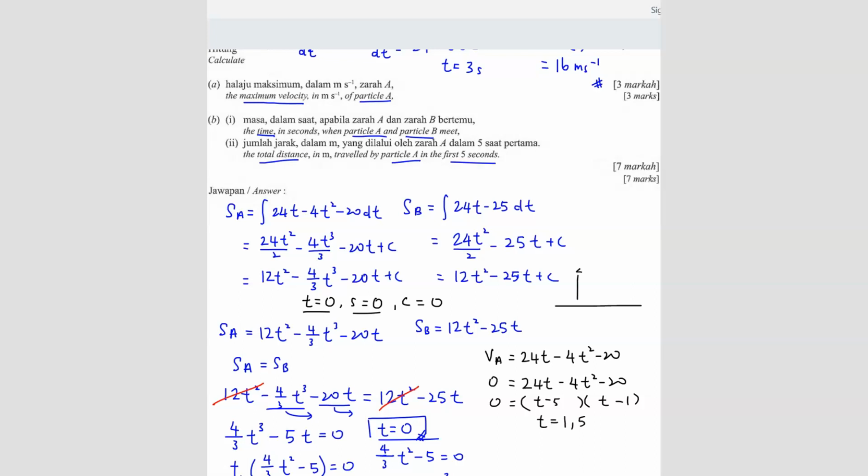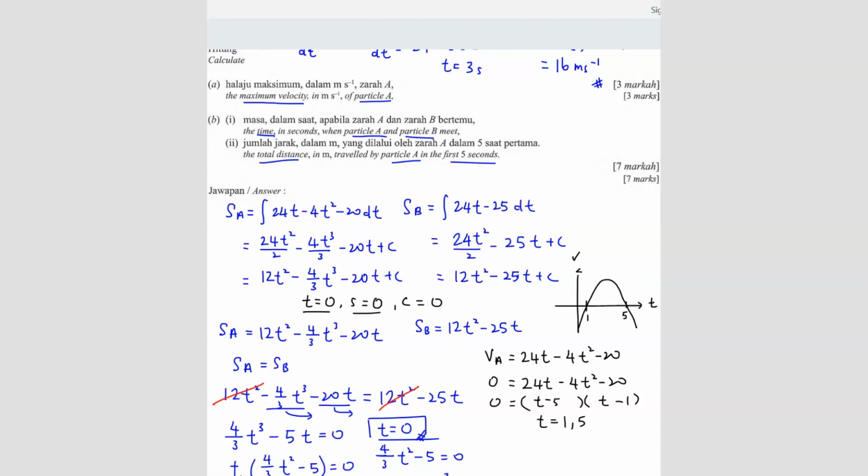So let's say we got a graph here. This is the velocity graph. 1 is here and 5 is here, and this one is a negative, right? So you know it's going to be N-shaped. N-shape is going to be like this. I draw like this. Okay, something like this. So here is the 1, here is the 5.